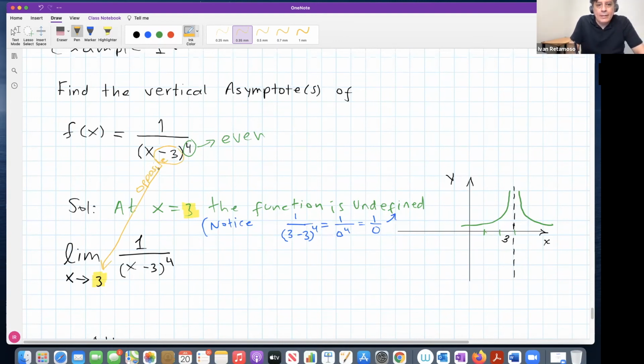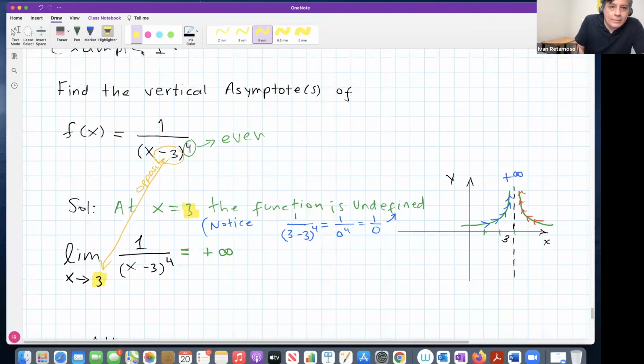But now, if you take this limit, as x approaches 3 simultaneously from the left and from the right, you see this behavior. From the left, the output values are going to positive infinity. And from the right, they're also going to positive infinity. So I got this result, that this limit is positive infinity. I fulfill one of the conditions.